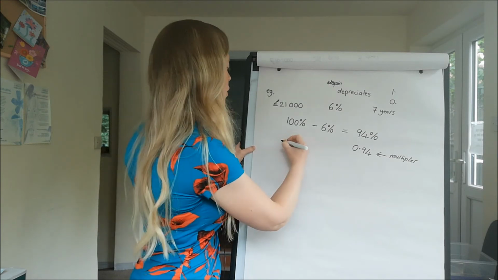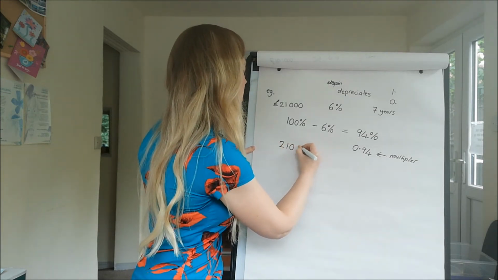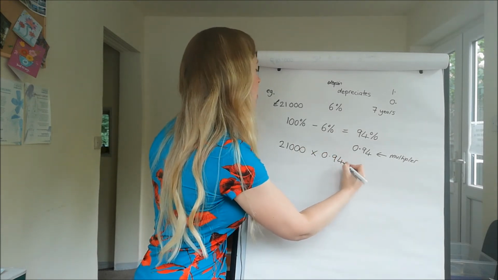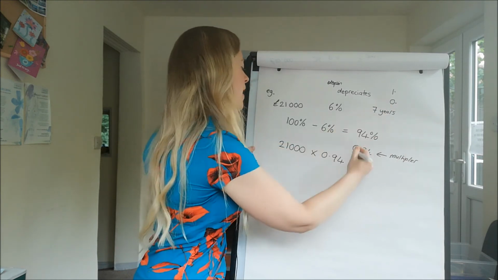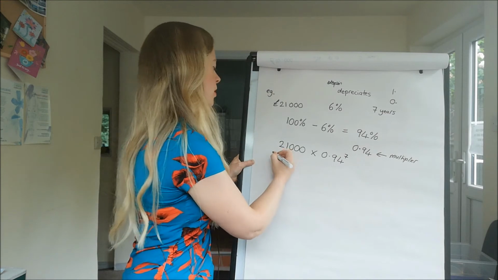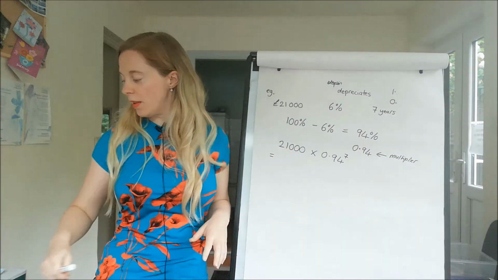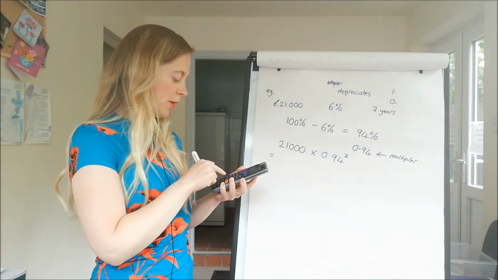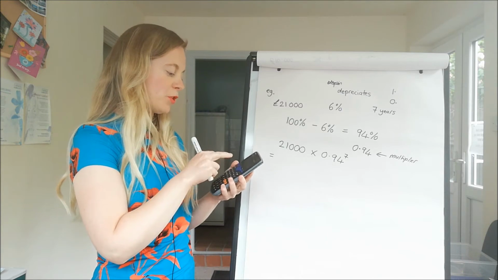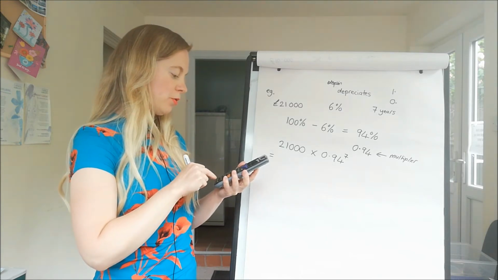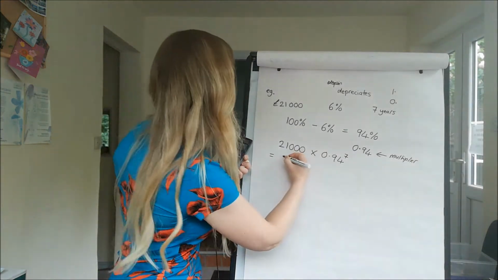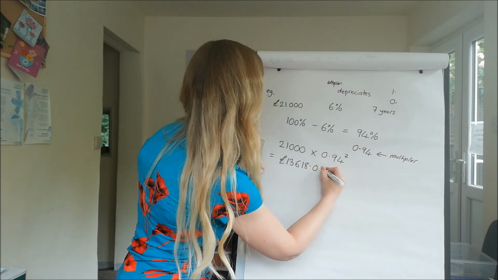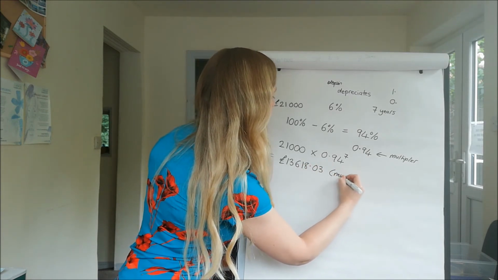After that, it's just a case of using the formula again. So 21,000 is the original value, times by the multiplier, which is 0.94, to the power period of time, which is 7, and that just goes into the calculator like before. So I'll put 21,000 times 0.94, press the little X with a square button, put 7 in the little square, and that gives me an answer of £13,618.03 to the nearest penny.